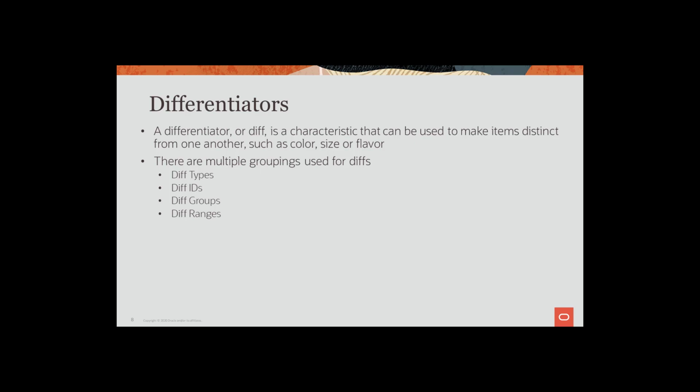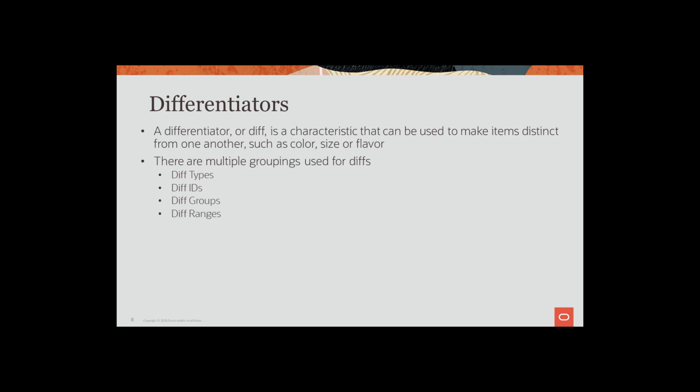Diff types are used to categorize differentiators. Examples of a diff type are size, color, scent, pattern, etc. Diff IDs are the specific differentiators for each type, such as blue, red, green for the color diff type. Diff groups are a set of diff IDs defined for a specific business process. For example, a diff group might be created for denim colors or yogurt flavors. Diff groups are assigned to level 1 items. To limit the diffs within diff types, they can also be assigned to level 2 items.